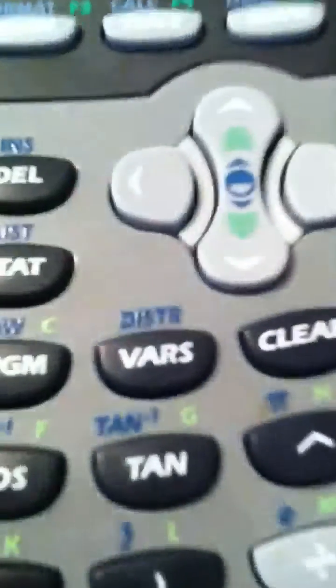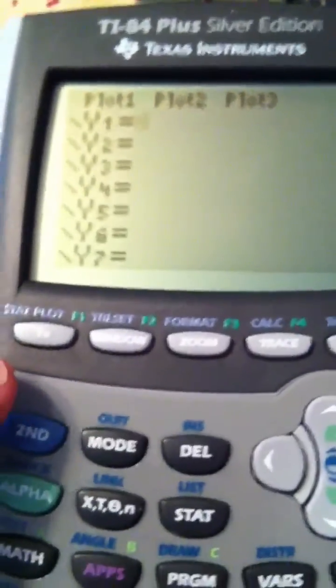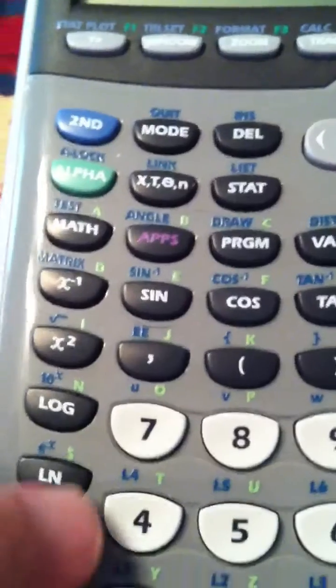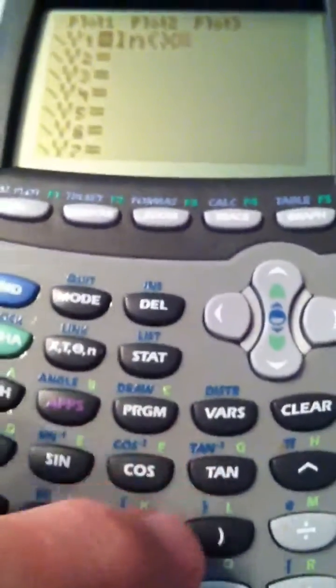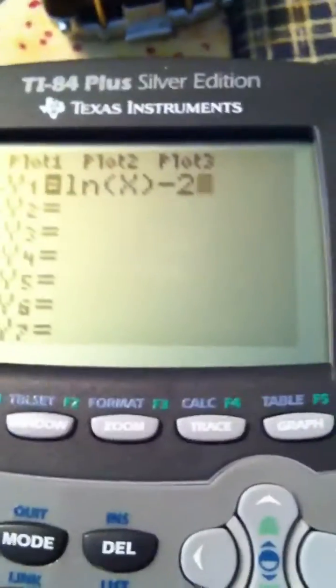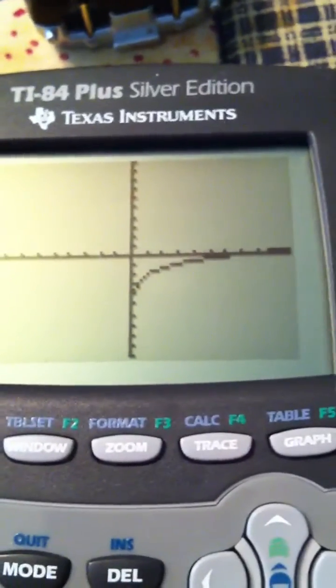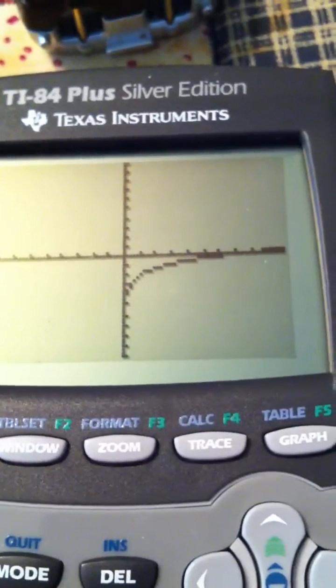So let's do the first graph, okay? Come here with me, make sure my calculator's on, and y equals, and I'm going to type in the natural log of x. I'm going to close parens, and then I'm going to type minus 2. Okay, that's my first graph. And when I do, you see the picture that I have.